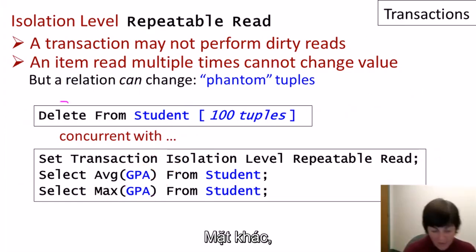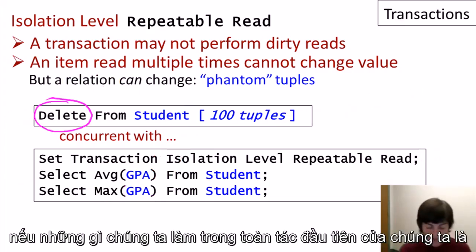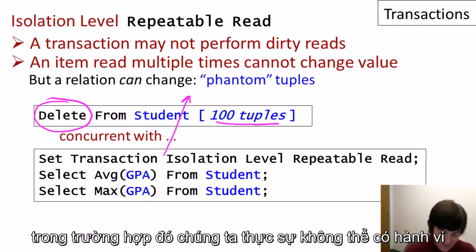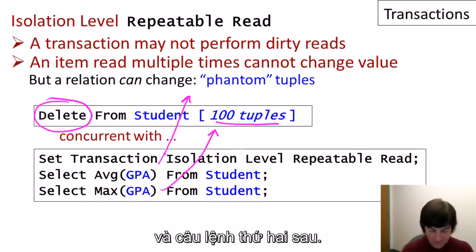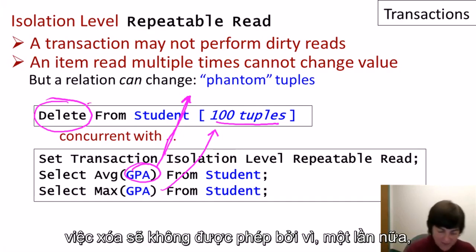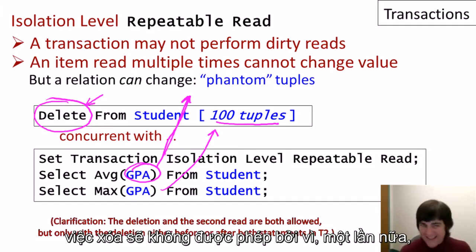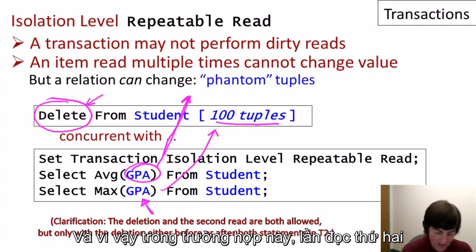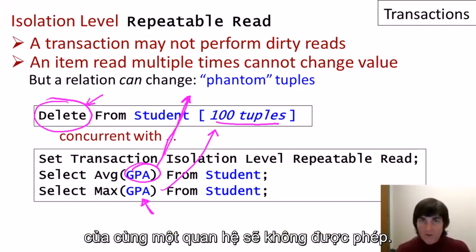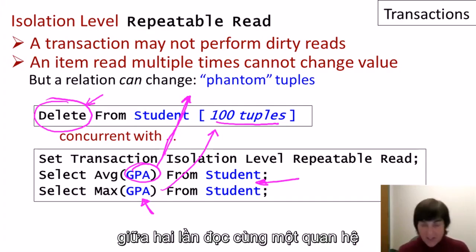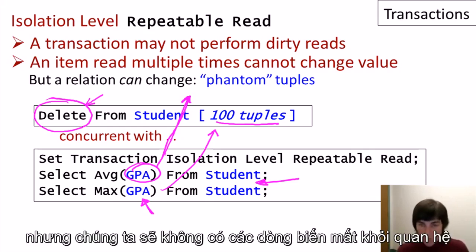Now, on the other hand, if what we do in our first transaction is delete the 100 tuples instead of insert them, in that case, we actually cannot get the behavior where the first statement is before and the second statement is after, because once the average value has been read of this GPA, this deletion will not be allowed because, again, kind of an implementation detail, those values are locked. And so in this case, the second read of that same relation wouldn't be allowed. So in summary, we may have phantom tuples appear between two reads of the same relation in a repeatable read transaction, but we won't have tuples disappear from the relation in between two reads of it.